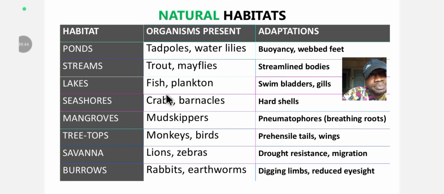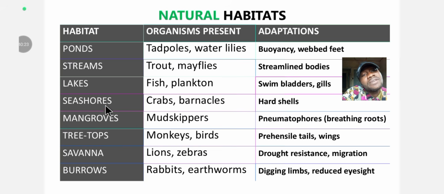Okay, Agulu Lake. So what do the fish and the plankton found in these lakes possess that makes them able to live in that lake? They have swimming bladders. Swimming bladders are just like air-filled bladders that enable organisms to stay afloat. They also have gills that enable them to breathe inside the water. They enable them to respire inside the lakes.